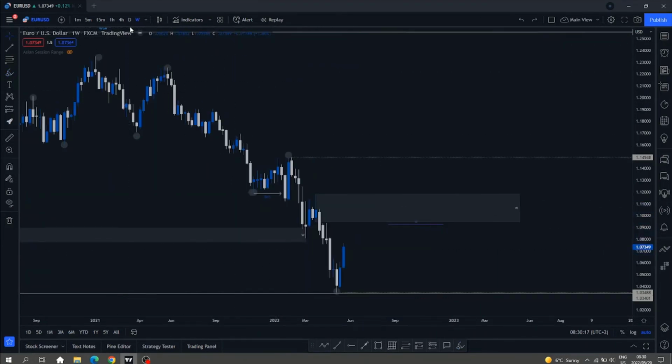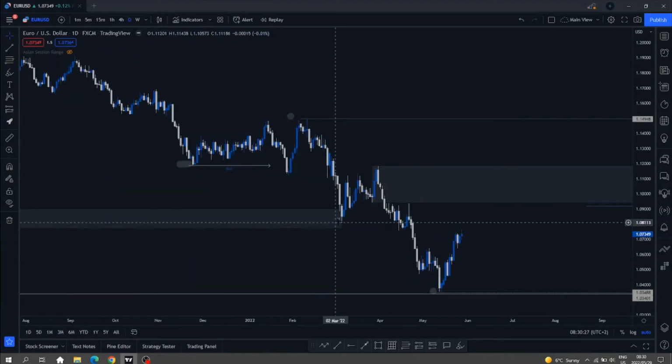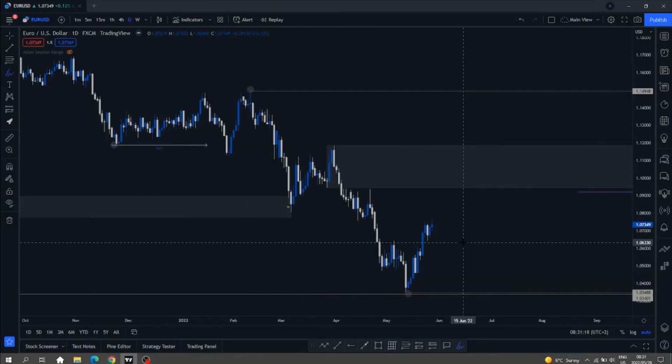So if we now drop down to our daily chart, we can clearly see that our weekly is bullish at the moment. If we try and map out our external structure, you can see that these are our weekly structure swing points in here.